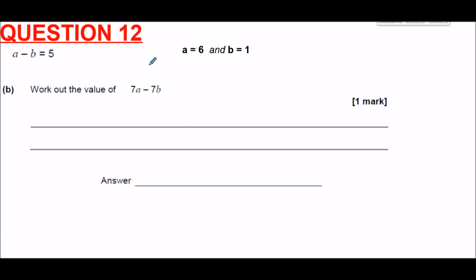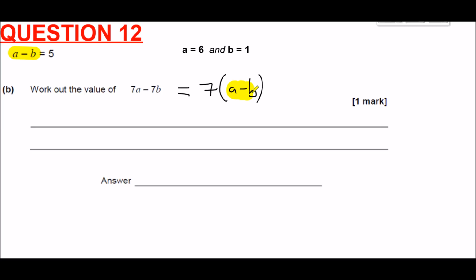Part B, work out the value of 7A minus 7B. So again, you can do the algebraic way. 7A minus 7B can be factorised. There's a 7 in each group. So if I were to factorise this, I'd get 7 brackets A minus B. Because 7 times A is 7A, and 7 times minus B gives us minus 7B.